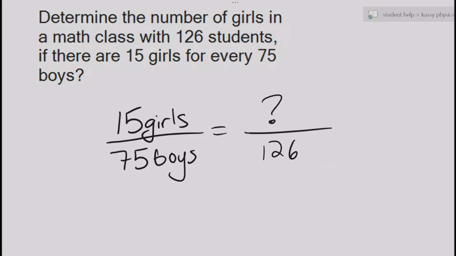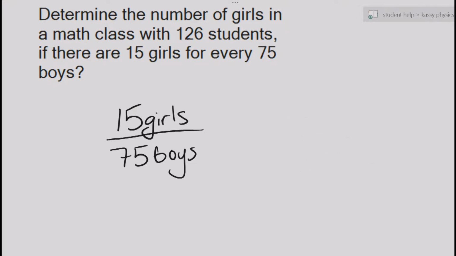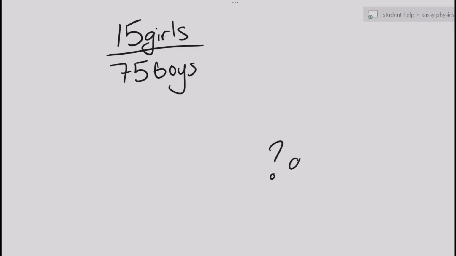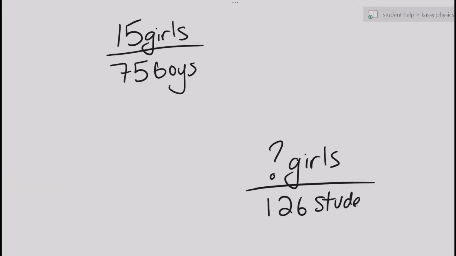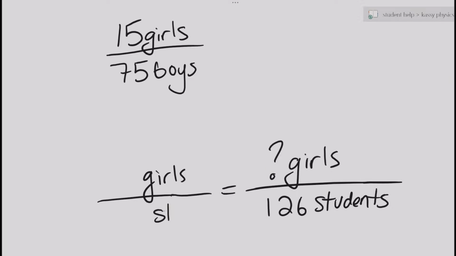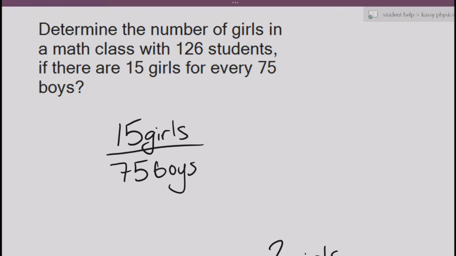Oh no, they said students. Now the problem is that can't be a ratio because girls to boys isn't the same as girls to students, so that doesn't work. So since we want to know how many girls there are when there's, was it 126 students? That's the original question. I have to start out with girls to students.